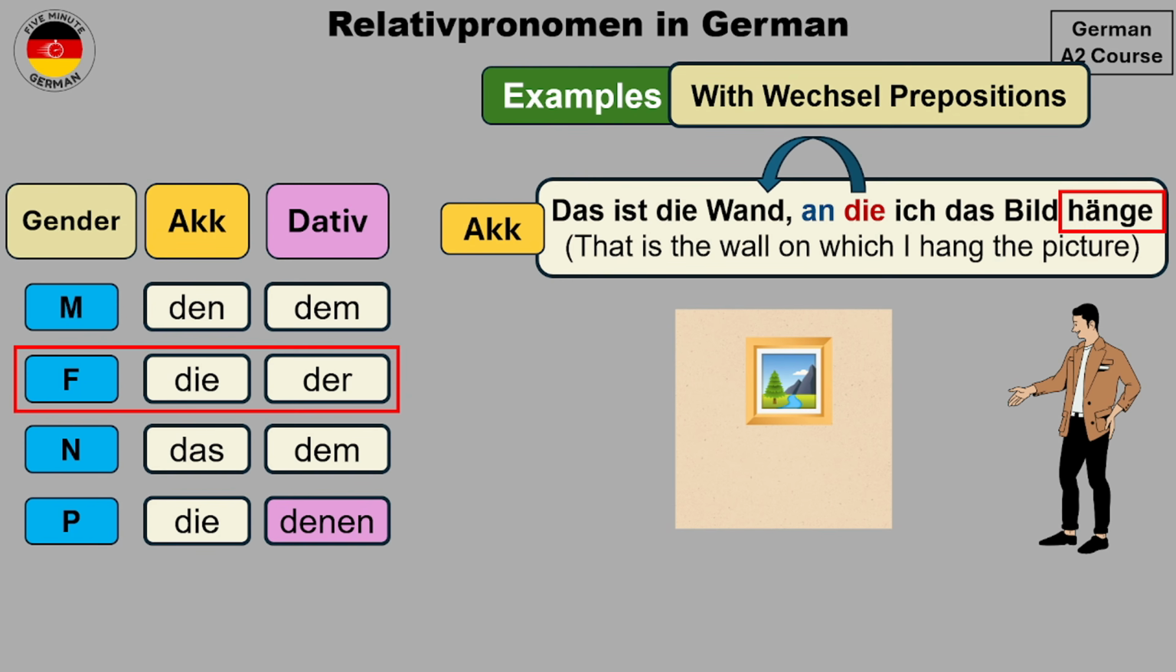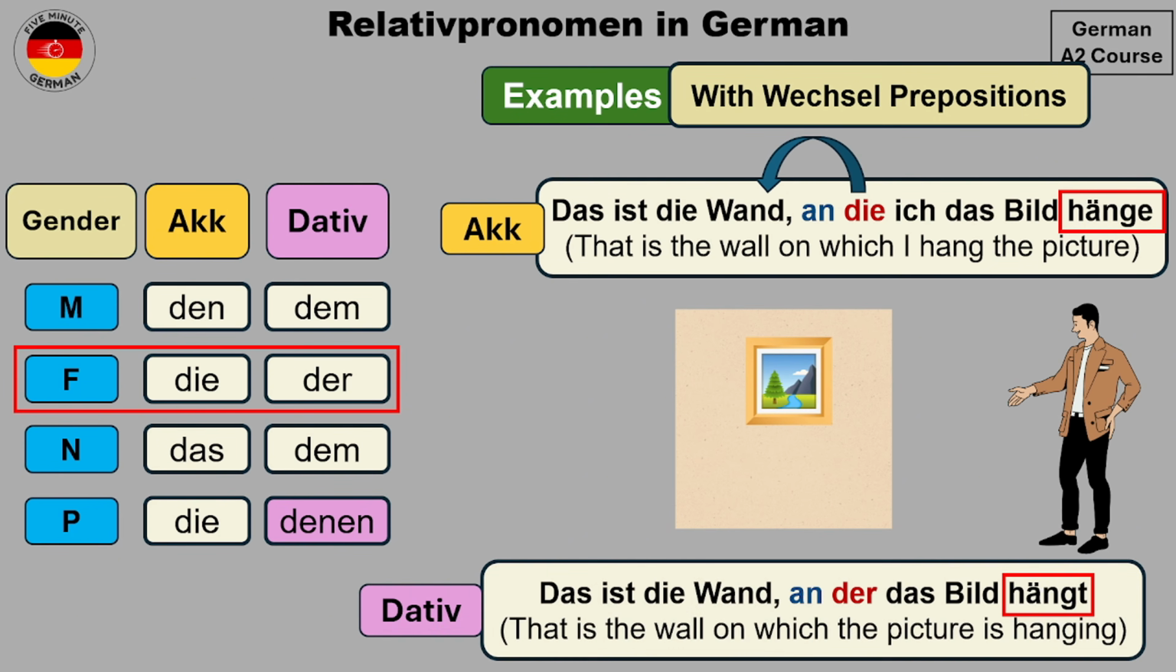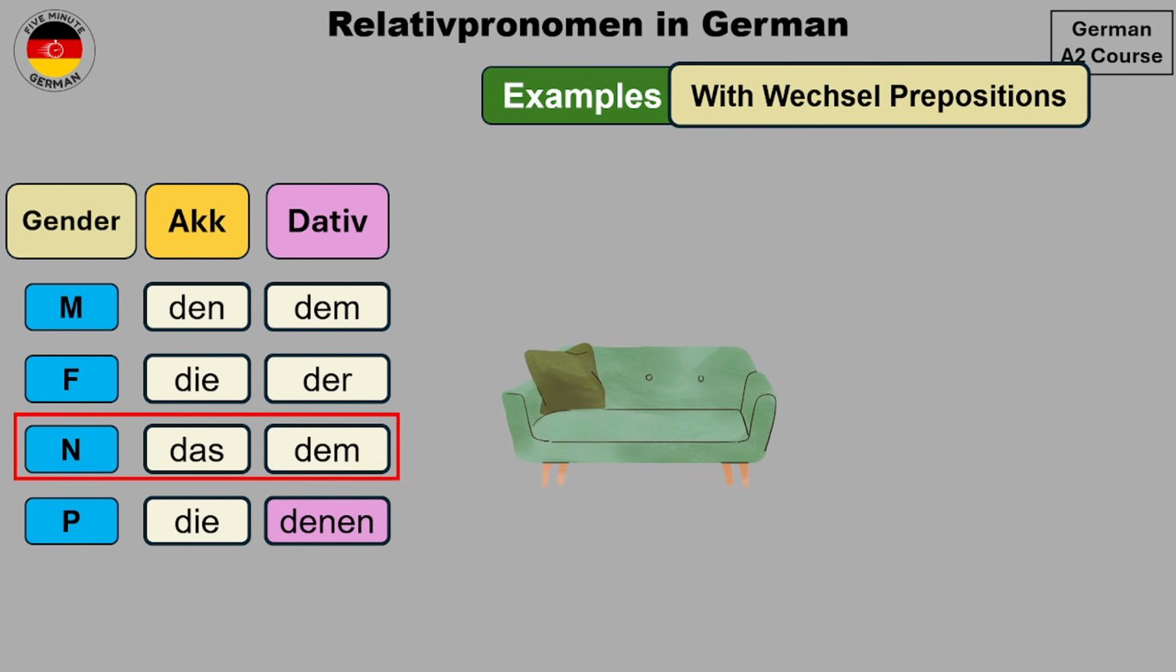Now if the picture is already hanging on the wall, then we can describe this by saying, Das ist die Wand, an der das Bild hängt. That is the wall on which the picture is hanging. Now this sentence describes the location and there is no movement happening. That's why we have used the dative relative pronoun there. Let's take an example with the neuter case.